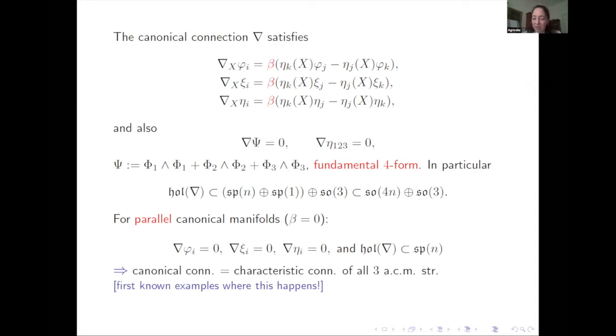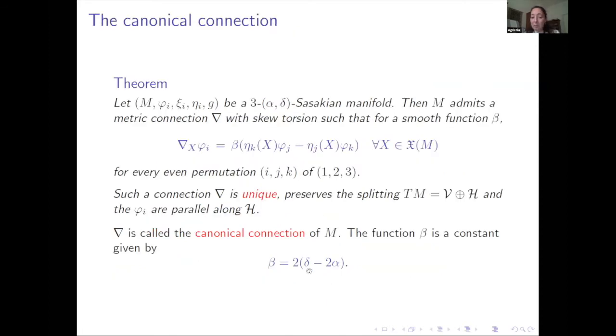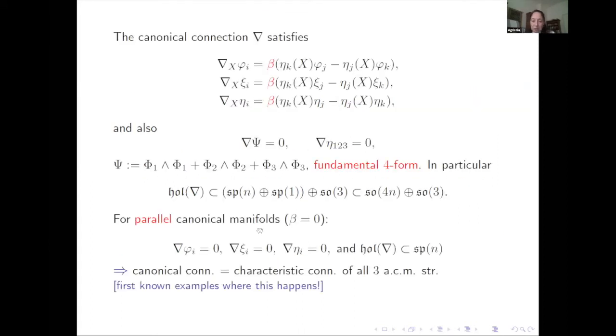The point is just that for an alpha Sasaki manifold, or for a free Sasaki manifold, beta is just not zero. Because here you have delta minus two alpha, not delta minus alpha. Okay, so that's why, looking at free Sasaki manifolds, this observation that you have free contact structures which make all structure objects parallel was somehow hidden. One just hadn't looked at them before from this point of view.